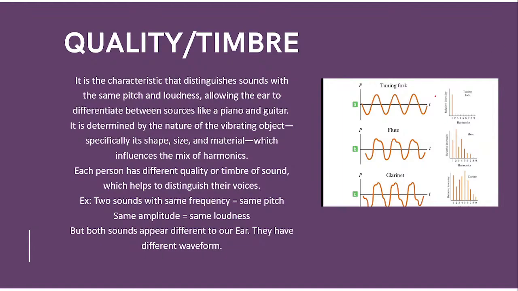You can see here, you see the difference. The tuning fork, you'll see like this. You see the flute. Can you see the variation? And here you see a clarinet. So all have different waveforms, right? You see the shape of the waveform. All are having different types of waveform. So that is nothing but timbre or quality.